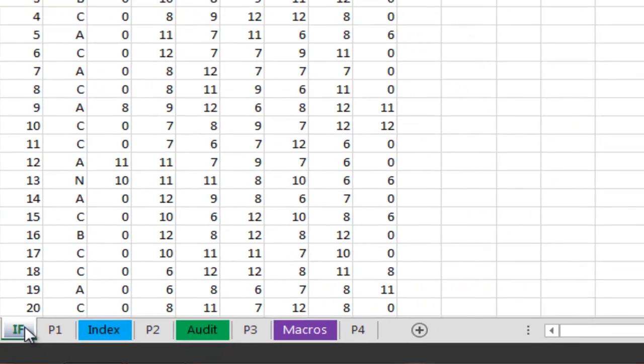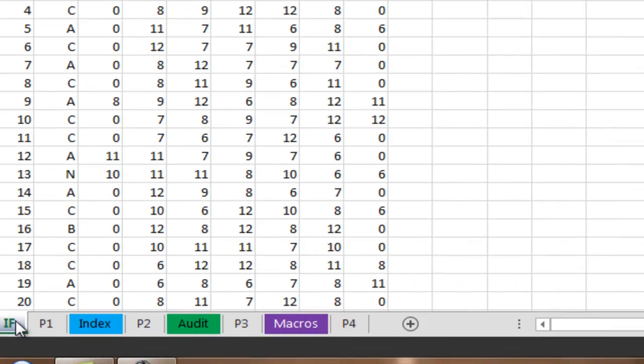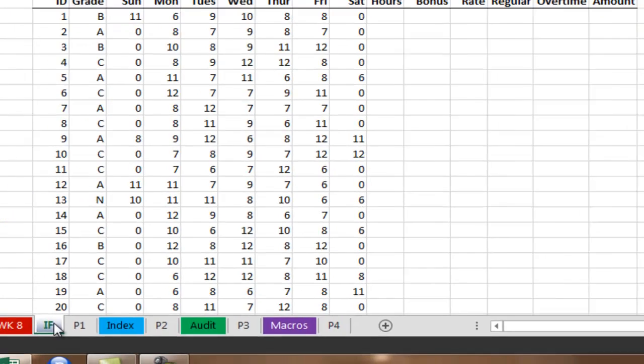All right, so again, ifs are such a popular thing, such a useful thing, that I thought we ought to go into them in a little more detail again and talk about them. So I've got here a spreadsheet that has people who worked for us the past week, and we need to figure out how much money they made.